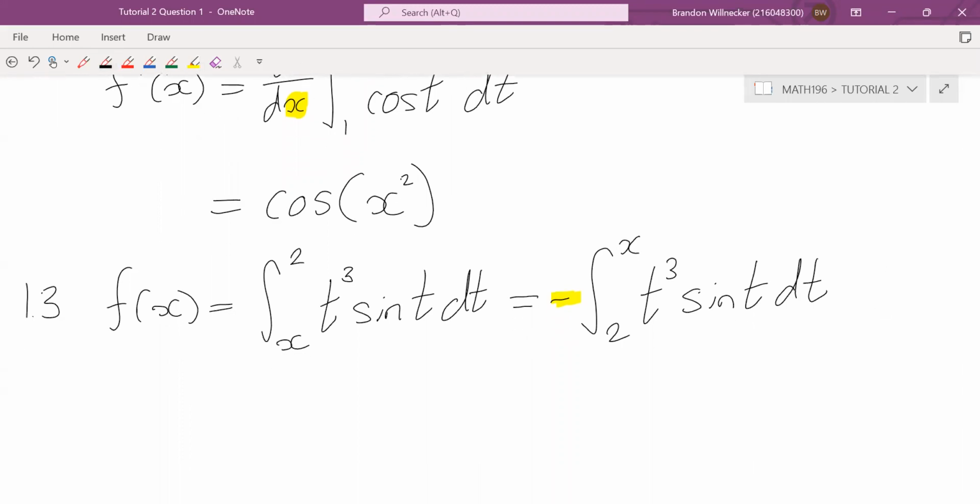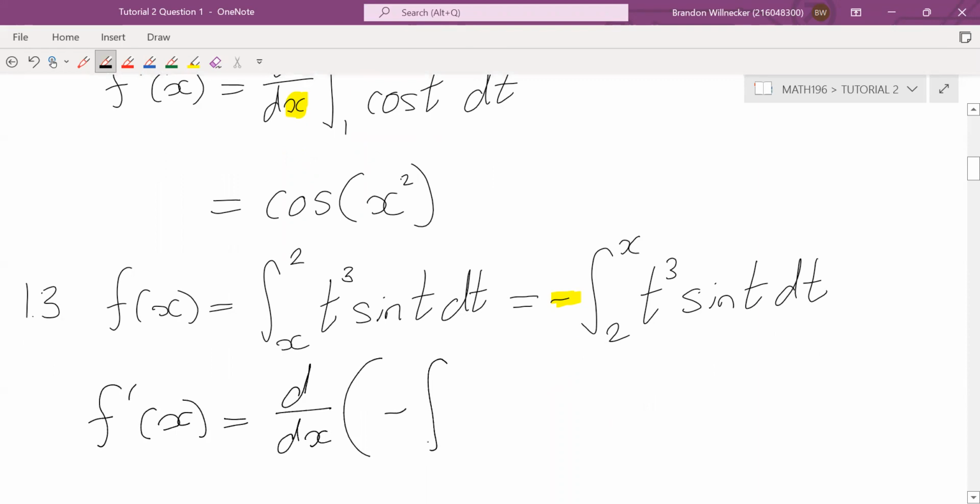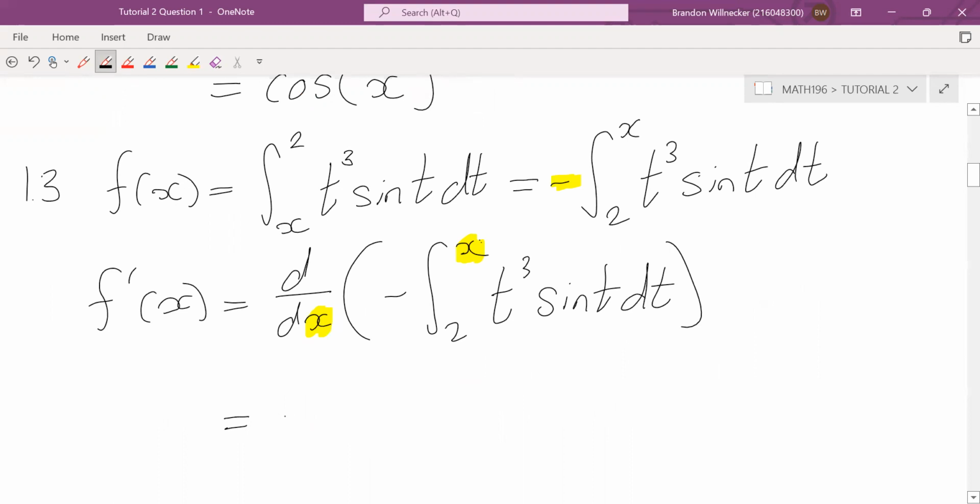Now we can find the derivative. So f prime of x is d by dx of minus the integral from 2 to x of t cubed sine of t dt. We take the derivative, and notice we're taking the derivative with respect to x. The upper bound is x, so we can use FTC part 1. This now becomes minus x cubed sine of x. Again, we've just used FTC part 1.